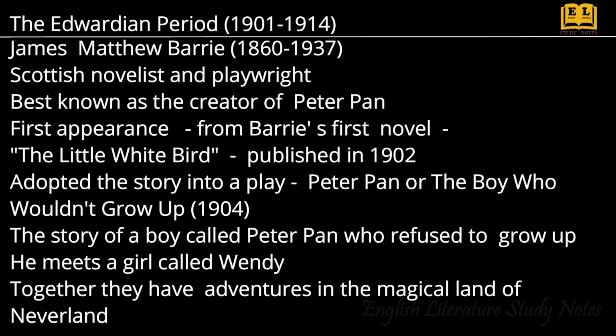J. M. Barrie was a Scottish novelist and playwright. He is best known as the creator of Peter Pan. The first appearance of Peter Pan came from Barrie's novel The Little White Bird, published in 1902. Later, he adapted the story into a play titled Peter Pan, or The Boy Who Wouldn't Grow Up, which gained huge success after its first performance. This was the story of a boy called Peter Pan who refused to grow up.